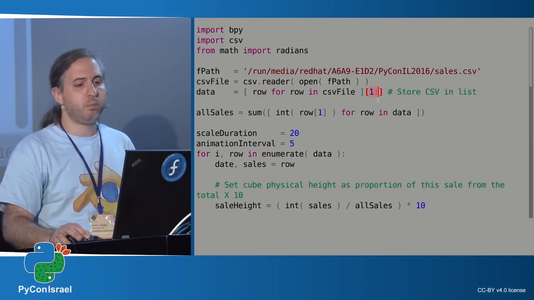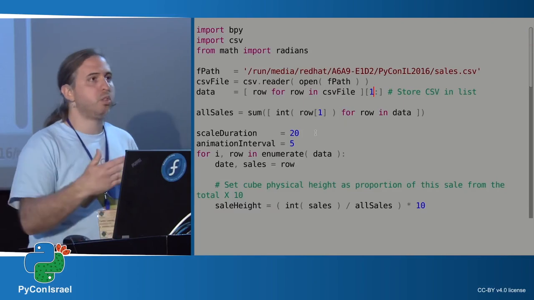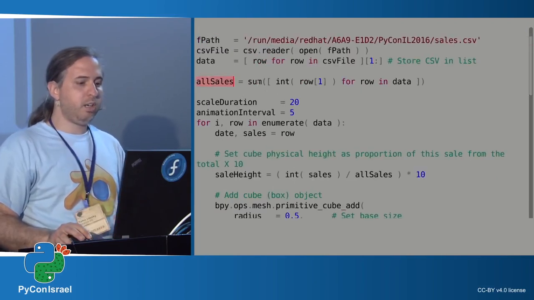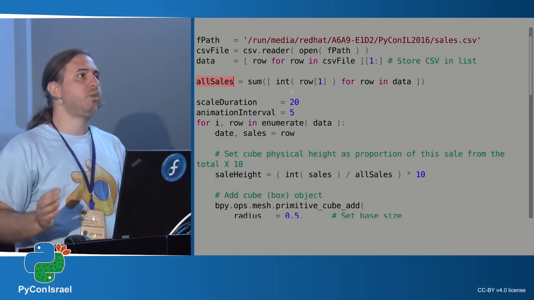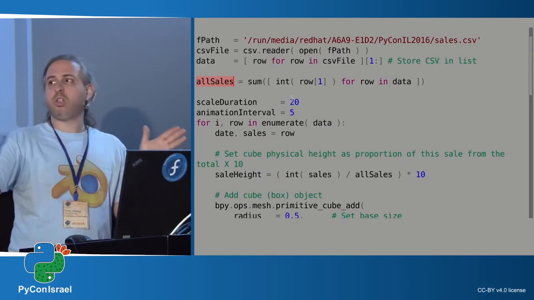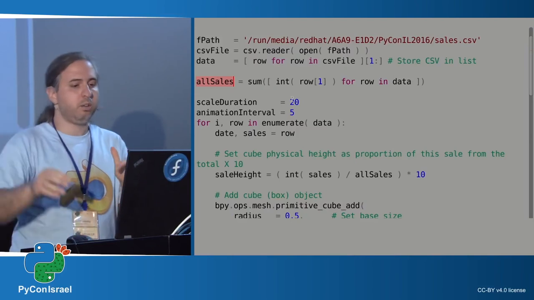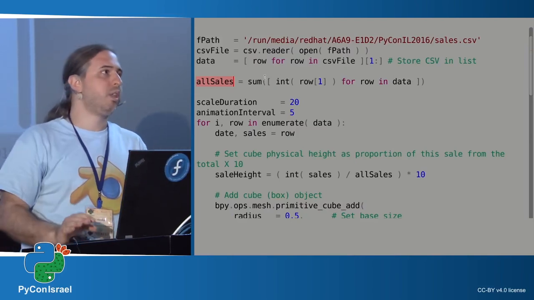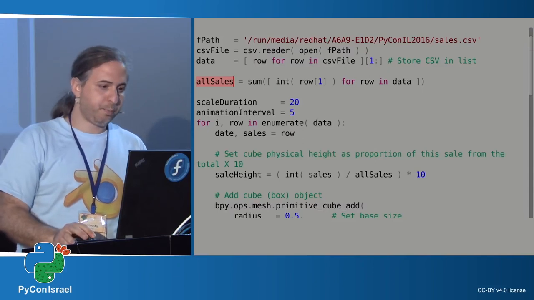So this starts from 1, this is why the slicing here is performed, to just ignore the titles. And this little line here just summarizes the sales so that we can have a total count of the sales that we can then normalize our sales with accordingly.